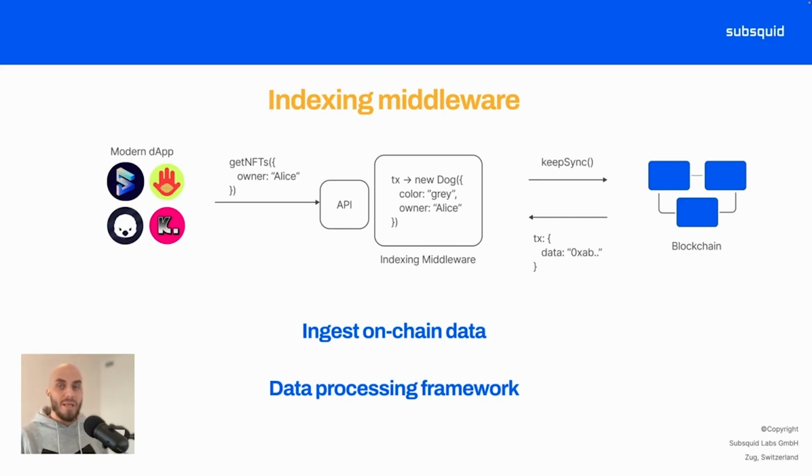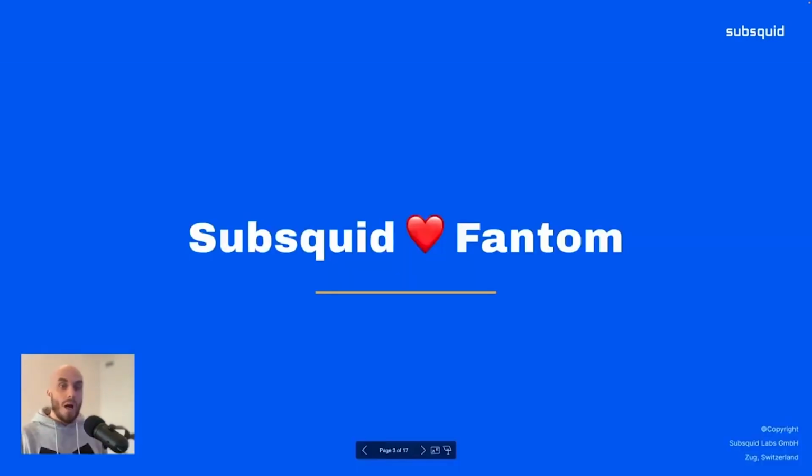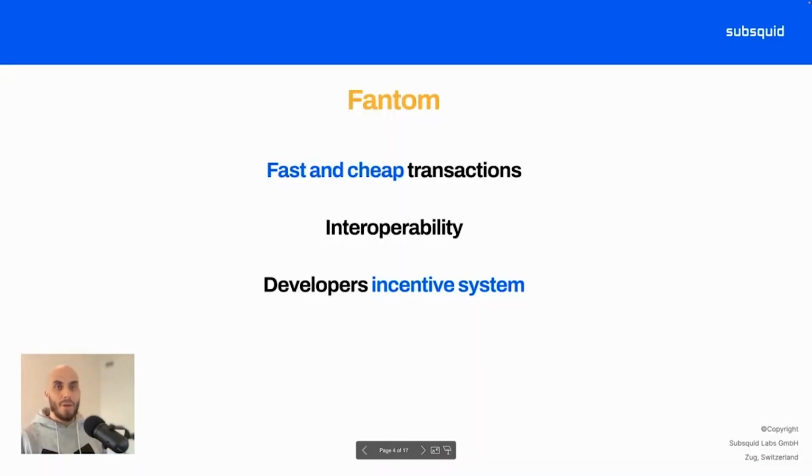On top of that, Subsquid provides you with a framework for customizing the transformation you want to apply to this data. We are a multi-chain tool, and we are glad to have joined the Fantom ecosystem. We like Fantom because it provides fast transactions with a very quick finality and low gas fees. It is highly interoperable thanks to its EVM core, and there are a lot of good programs that financially incentivize developers and new projects. But let me show you how our SDK works first.